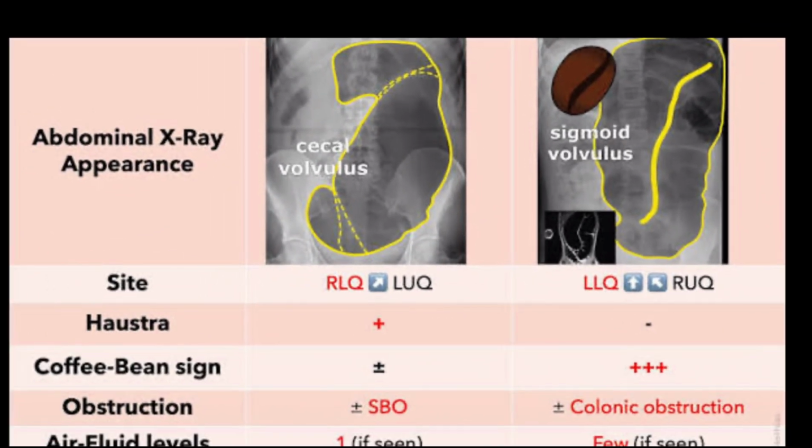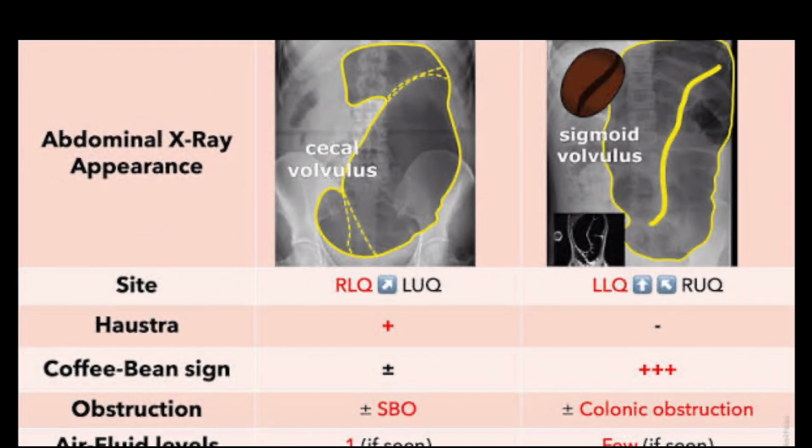Next, how can you differentiate cecal volvulus and sigmoid volvulus. In cecal volvulus you can see a bent inner tube type structure. In cecal volvulus, the patient will get pain from the right iliac fossa to the left upper quadrant, and haustral markings will be present. Okay, and we can see coffee bean sign with or without obstruction, with or without small bowel obstruction. The air fluid levels will be one if seen.